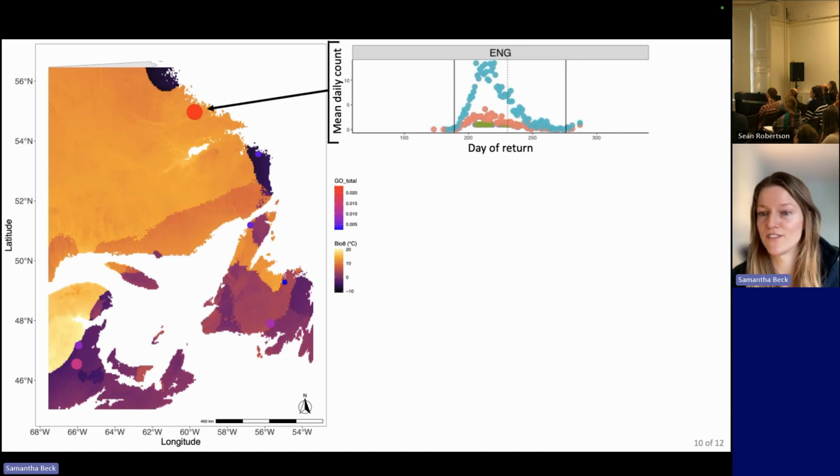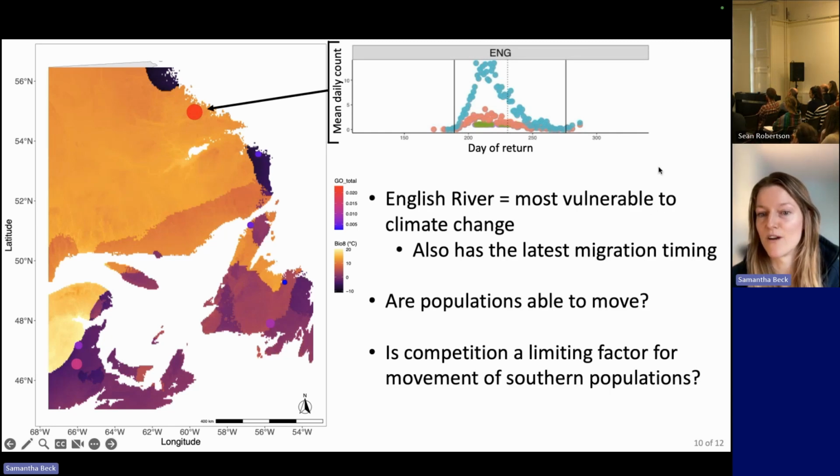So I chose to use the most extreme climate scenario, which is in the year 2070 under the worst economic scenario. So that's if nothing happens to our carbon emissions. And so what we get is the most northerly distributed population being the most vulnerable. You can also see, well, you can't see, but it is also the population with the latest run timing as well.